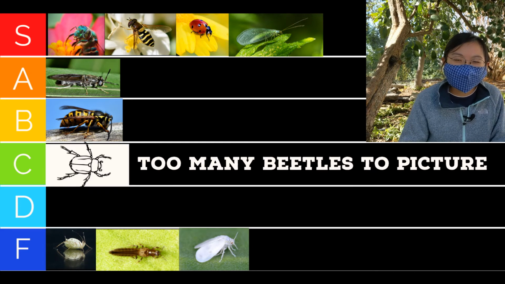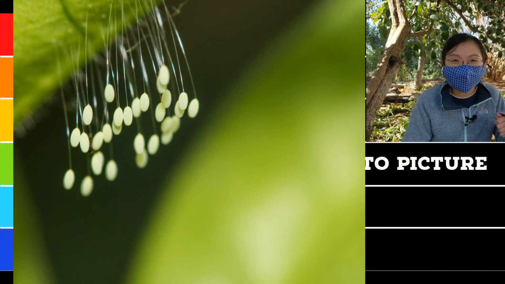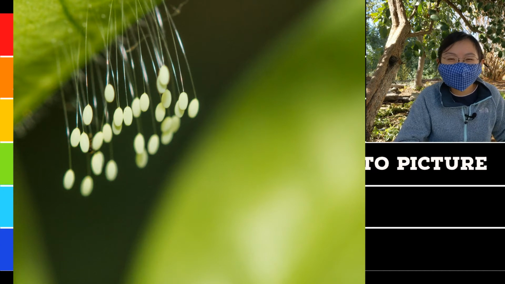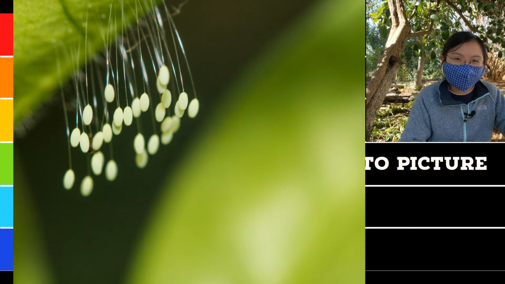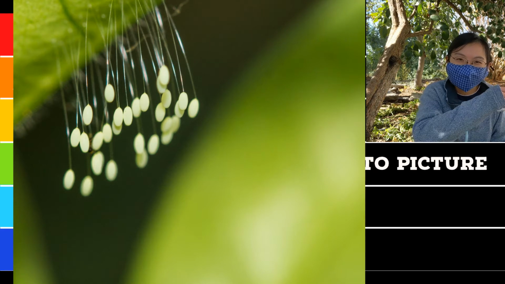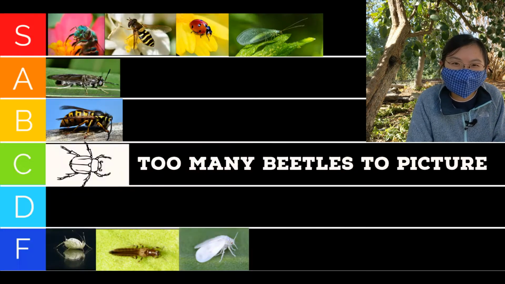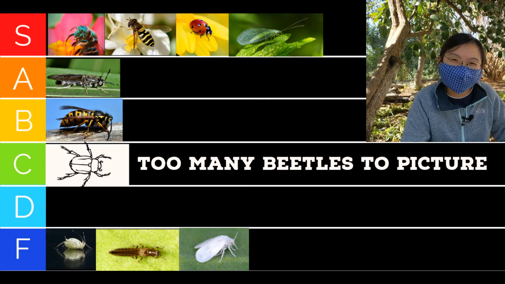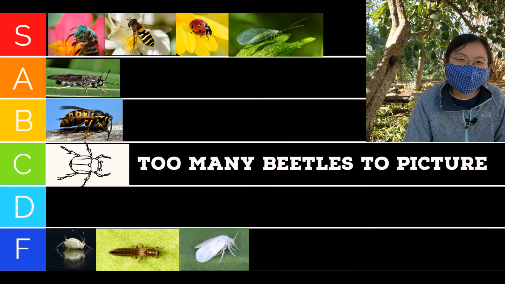Interestingly enough, they lay eggs in a really weird way. They have stalked eggs, so you can see in this picture, they have an egg on top of a sort of stalk-like thing, and that's how they protect their eggs from getting eaten by others.